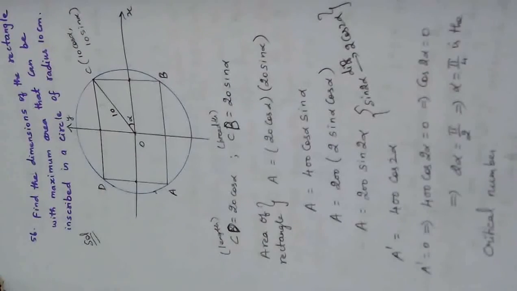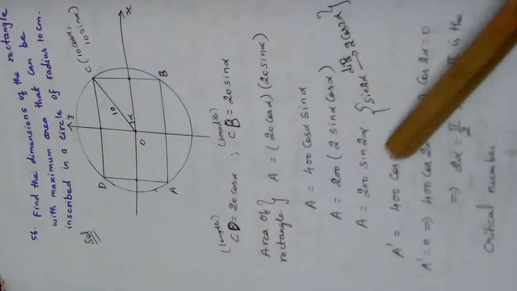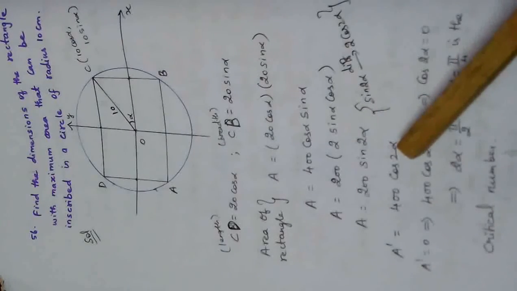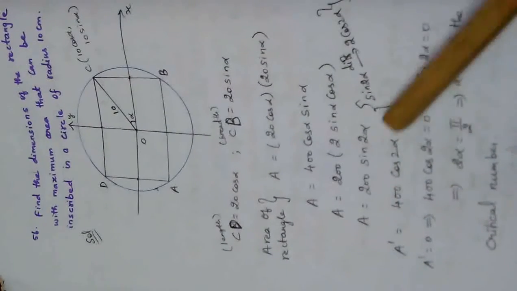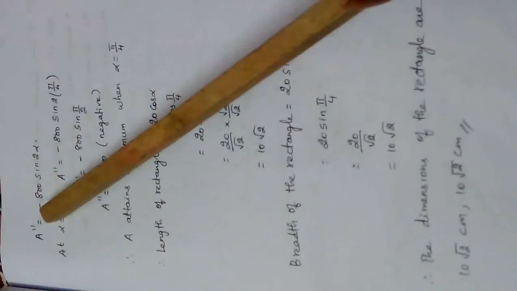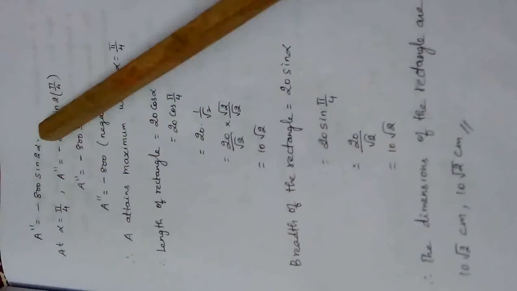After finding the critical number, what will we do? Second differentiation. Differentiating this again, cos 2 alpha differentiation is minus 2 sin 2 alpha, which means minus 800 sin 2 alpha. So A double dash is equal to minus 800 sin 2 alpha.